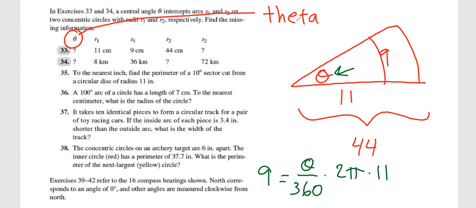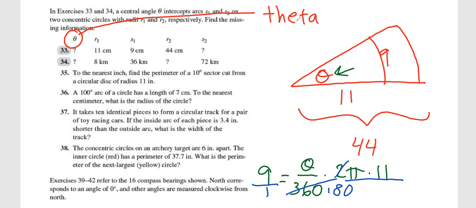Any reducing? 360 and 2. How many times does 2 go into 360? 180 times, right? All right, so what are we going to do to get theta by itself? You basically have a proportion here, folks. How do we handle proportions? We cross multiply, right? Because this is 9 over 1.